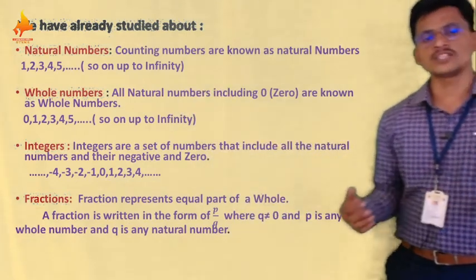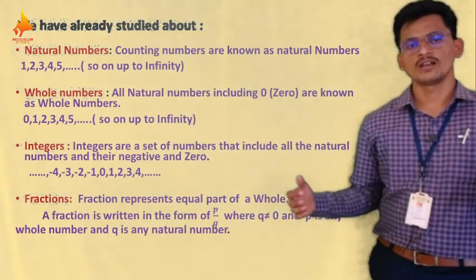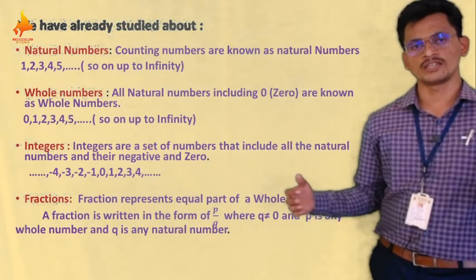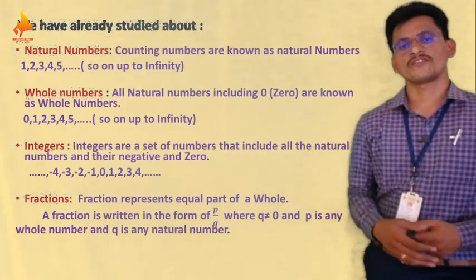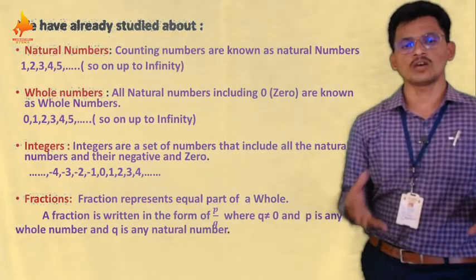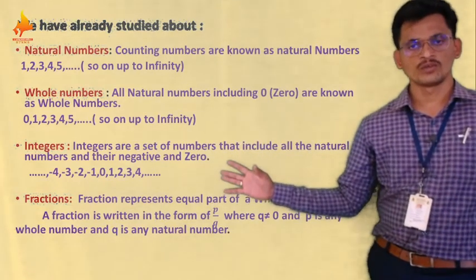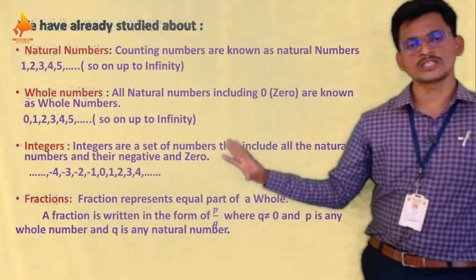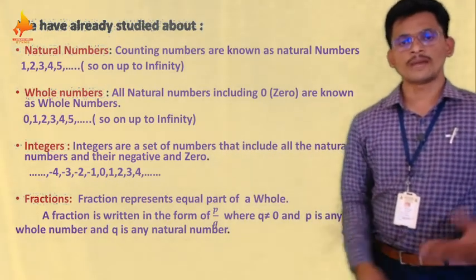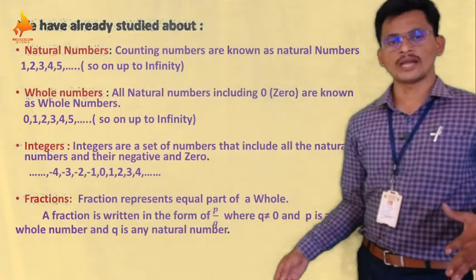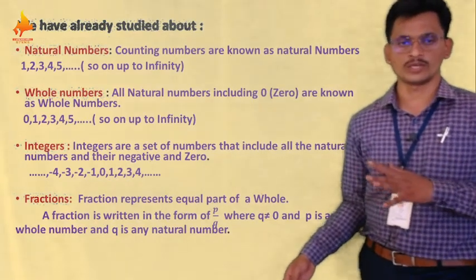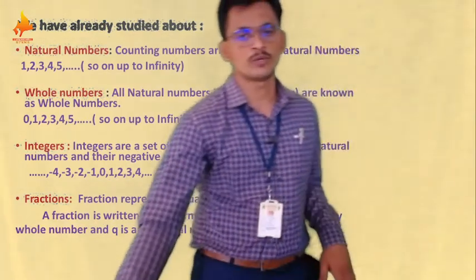And the next number type is fraction. We already studied fractions also. A fraction represents equal parts of a whole, meaning a number in the form p by q, where q should not equal 0, meaning the denominator should not equal 0, and p is any whole number and q must be a natural number only.